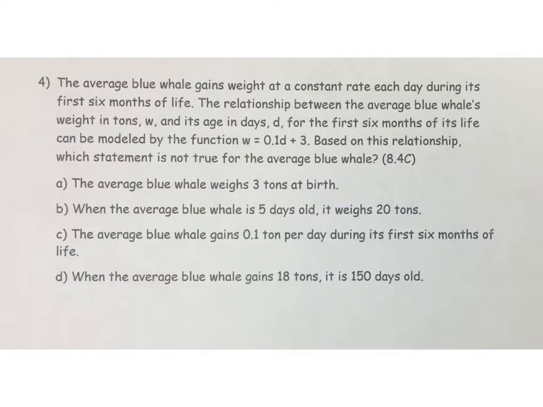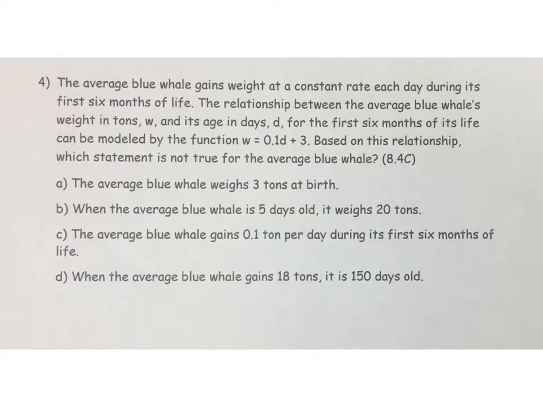Number 4. The average blue whale gains weight at a constant rate each day during its first 6 months of life. The relationship between the average blue whale's weight in tons W and its age in days D for the first 6 months of its life can be modeled by the function W equals 0.1 times D plus 3. Based on this relationship, which statement is not true for the average blue whale?